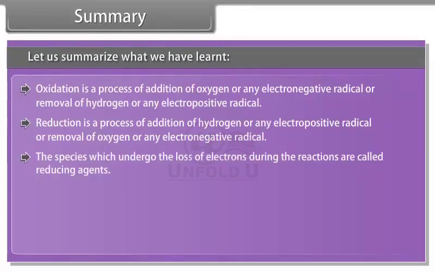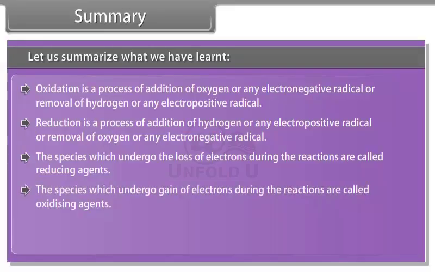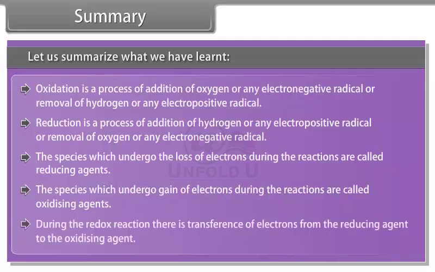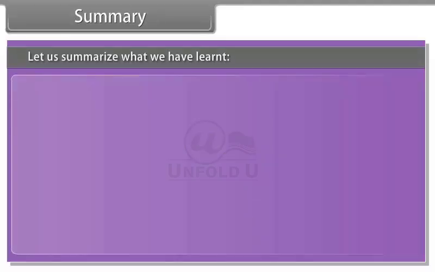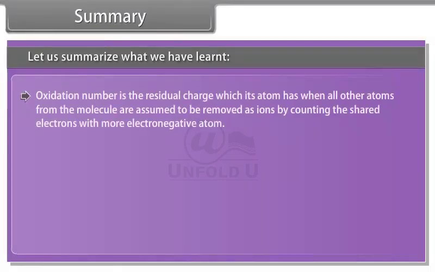The species which undergo loss of electrons during the reactions are called reducing agents. The species which undergo gain of electrons during the reactions are called oxidizing agents. During the redox reaction, there is transference of electrons from the reducing agent to the oxidizing agent. Oxidation number is the residual charge which an atom has when all other atoms from the molecule are assumed to be removed as ions by counting the shared electrons with the more electronegative atom.